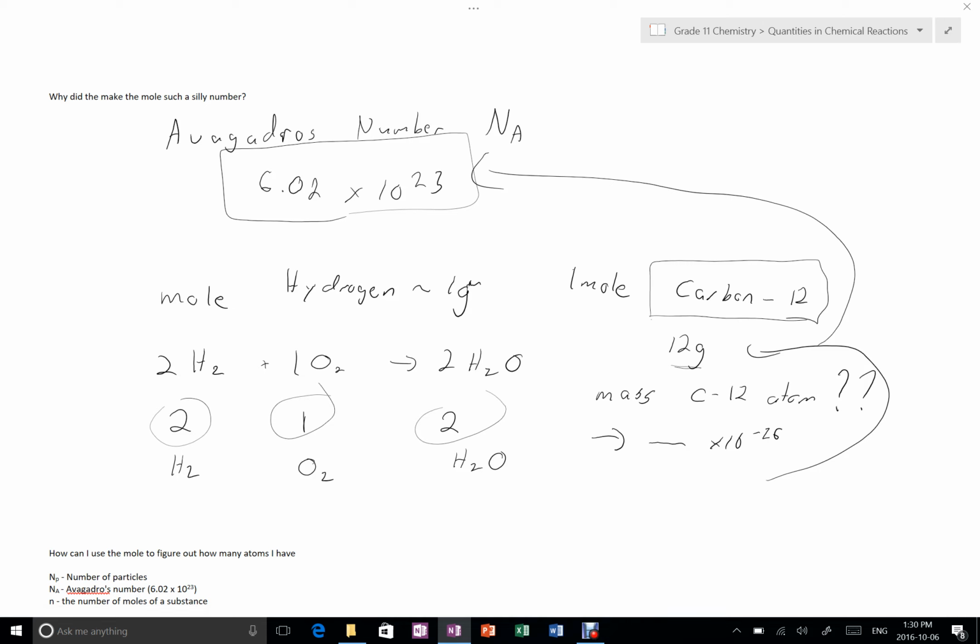This is the choice they made. They said 12 grams of carbon is what we're going to call 1 mole. That was the choice they made. That set it up so 1 mole of hydrogen would be 1 gram. And then once they had done that, later they went back and said, so how many particles does that work out to be? And they got 6.02 times 10 to the 23.